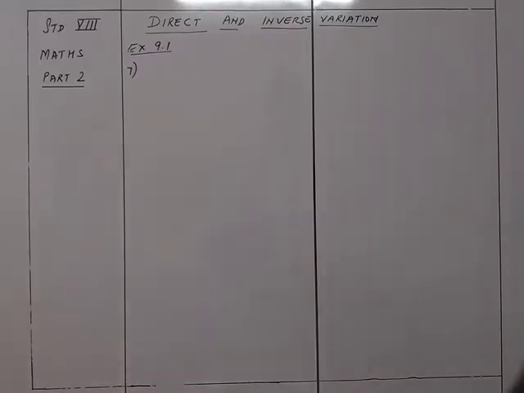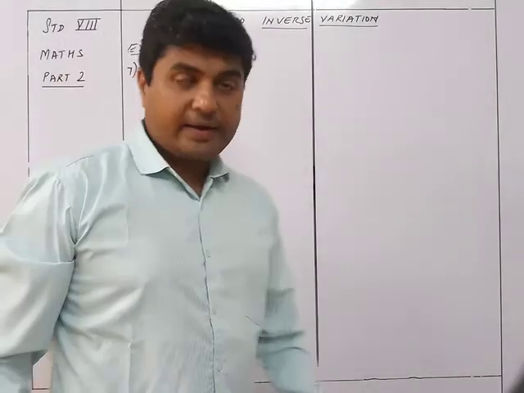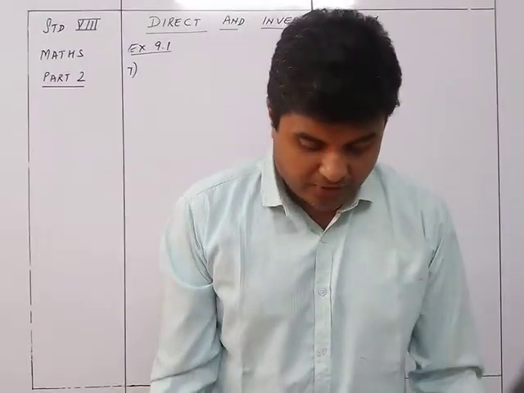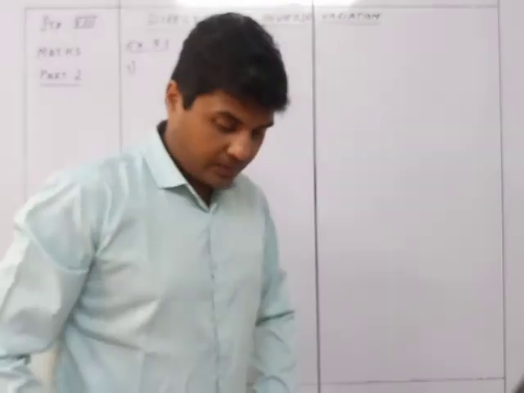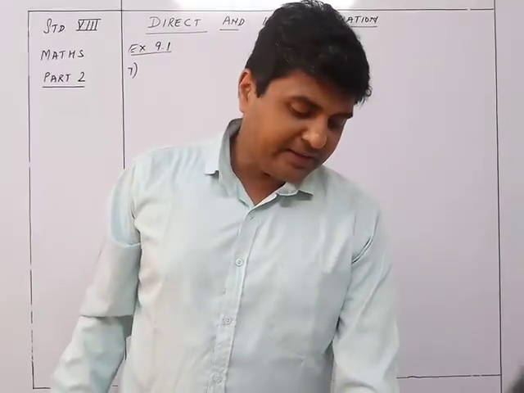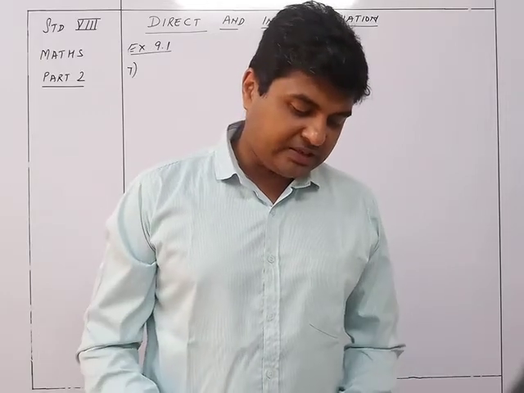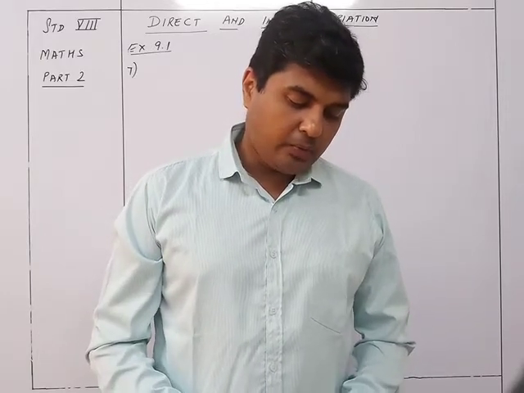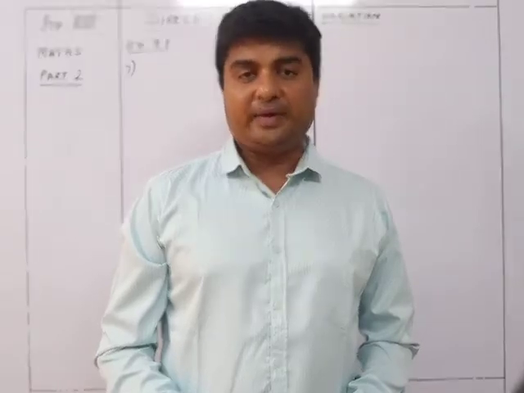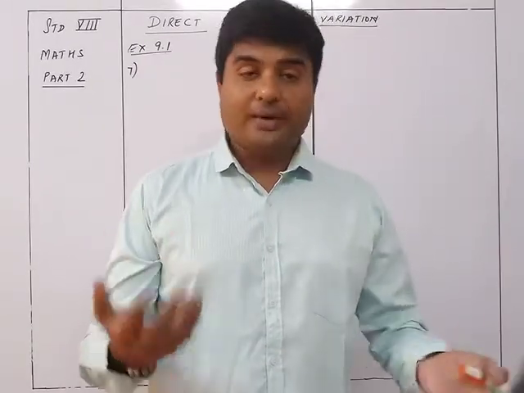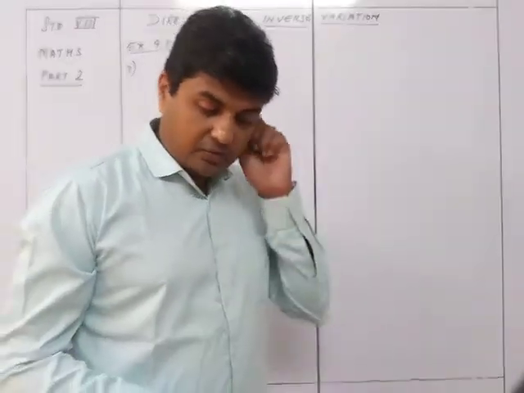So we continue with the direct and inverse variations. Exercise 9.1, we are on sum number 7. If the thickness of a pile of 12 cardboard sheets is 45 mm, then how many sheets in the same cardboard would be 90 centimeters thick? So you can see that 12 cardboards is 45 mm.